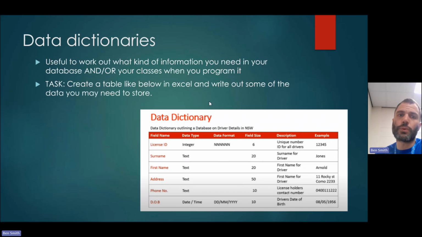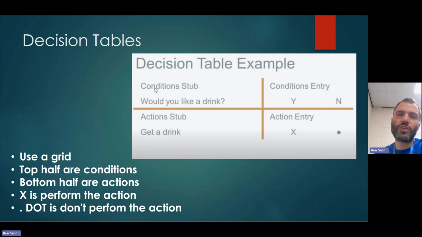Do one for each table at least, which is what you need to do in your assignment. Decision tables. Decisions have conditions and they have actions. Conditions list all the things that you could possibly do, or the decision you have to make. And actions list all the possible things that could occur. So, for example, would you like a drink? Well, there's two conditions, yes or no. Probably would. It's the evening or the weekend. So you say yes. Action, you get a drink. If it happens, you put an X. If it doesn't, you put a dot.